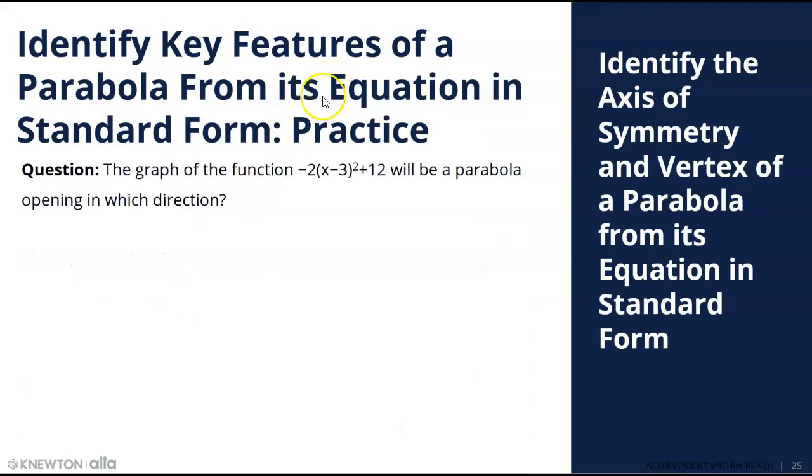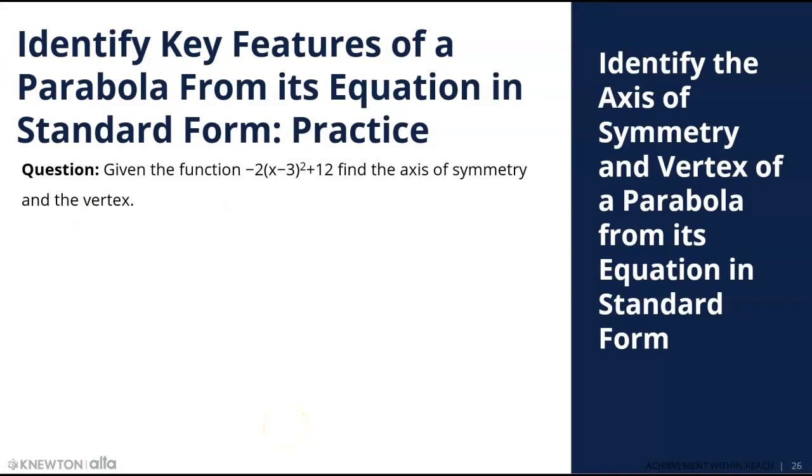Another example, the graph of the function negative 2 times x minus 3 squared plus 12 will be a parabola opening in which direction? So all you need to do is look at a. In this case, a is equal to negative 2. That is negative, so therefore we have a parabola that opens downward.